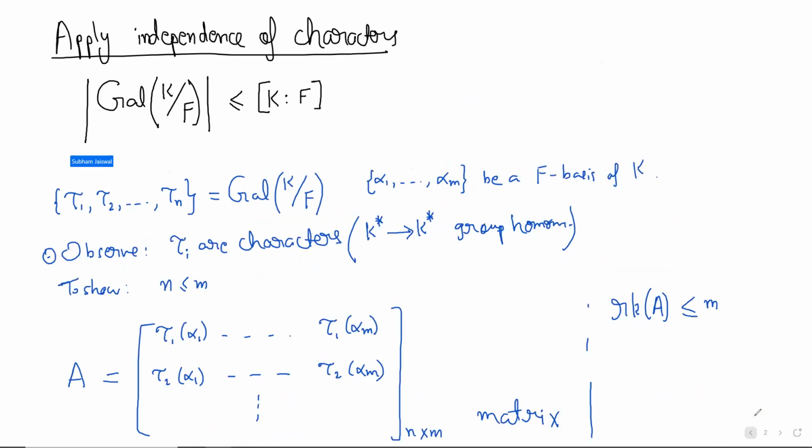But it's a bit interesting because if you look at these tau i's, we are not just using the fact that these are characters. Does everybody see that? We are also using the fact that these are linear homomorphisms. Because they are characters, they are linearly independent. That's one direction, the multiplicative direction telling us that. But because they respect the linear structure, the additive structure, we are able to say that these are linearly independent. Is that correct?